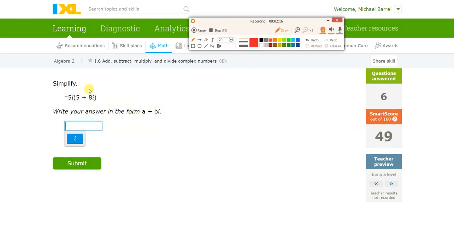Little distribution. So negative 5 times 5i is negative 25i. Negative 5 times 8 is negative 40i. i times i is negative 1. So that negative 40 times negative 1 will become a positive 40. So negative 25i plus 40.